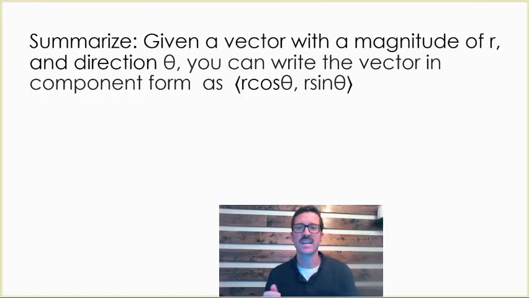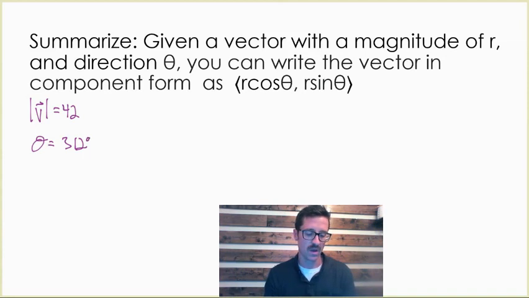So to summarize that last idea, if you're given a vector with magnitude, let's say r, and a direction angle theta, we can write the vector in component form by using this relationship. The horizontal component is r cosine theta, and the vertical component is r sine theta. So making something up, let's say the magnitude of vector v equals 42, and the direction angle theta is 312 degrees. If I want to convert this to component form, to figure out how far left and right it goes and how far up and down it goes, all we'd have to do is 42 times the cosine of 312 degrees, and then 42 times the sine of 312 degrees, and it is easy as that.